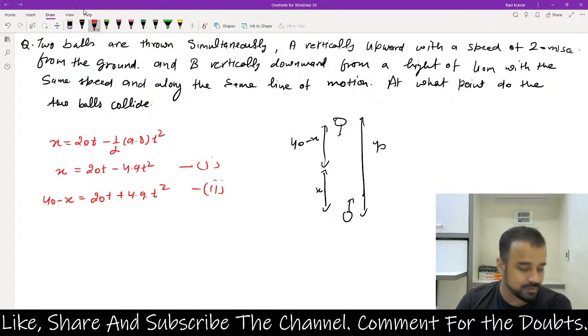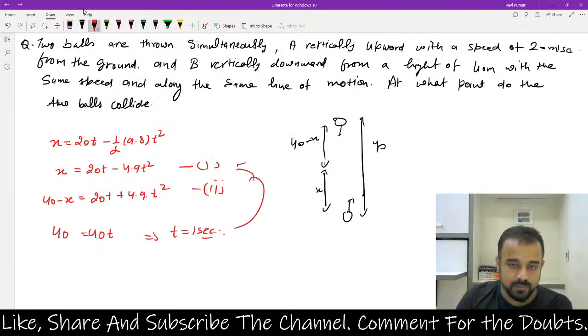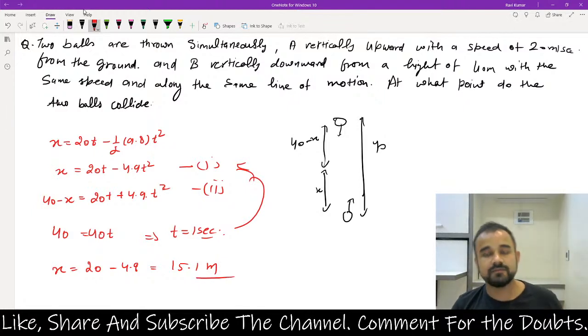So let's try to solve this. You also solve this in your notebook. Adding them, we can say 40 is equal to 40t, and t is equal to 1 second. From the first equation, if we put this value in equation number 1, x is equal to 20 minus 4.9, that is 15.1 meter. This is how you can solve this kind of question. Again, a very important question. You can take a note of the same.